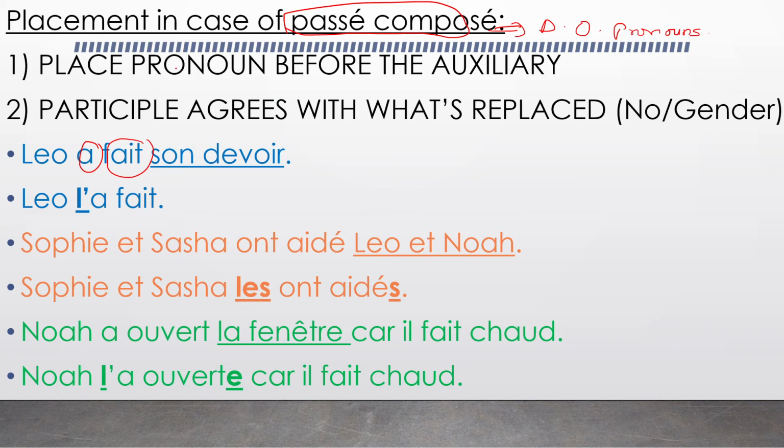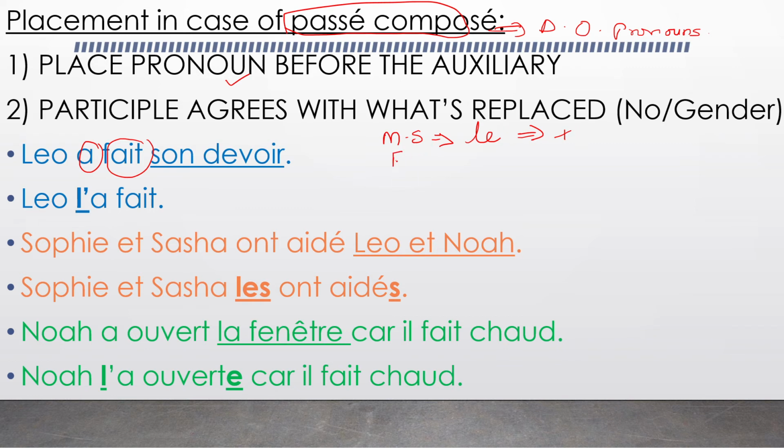One thing is that you place the pronoun before the auxiliary. Second thing is you have to agree the participle with what you are replacing. So this is only for the passé composé, because only in the passé composé do you have a participle. Okay, so if you are replacing something masculine singular, the direct object you are using is le, and you have to add nothing to the participle. Okay, these are the rules of agreement.